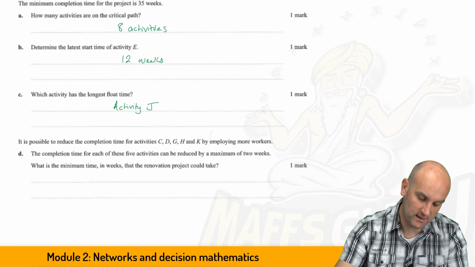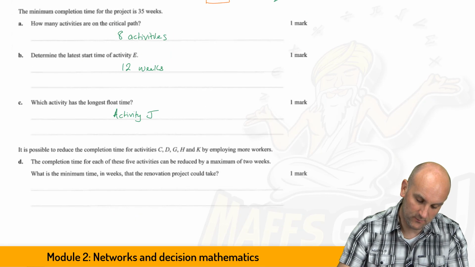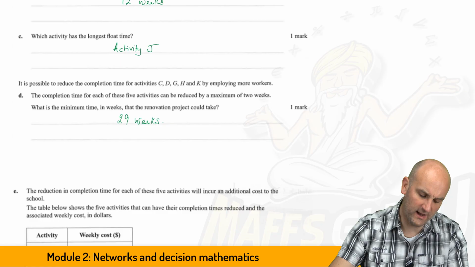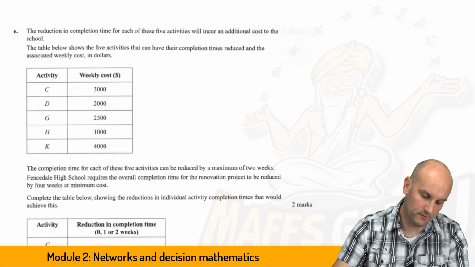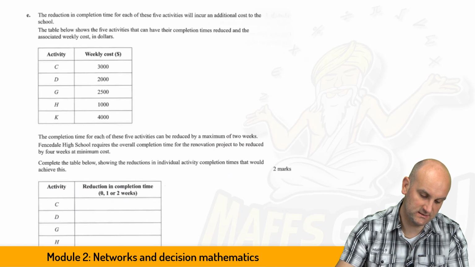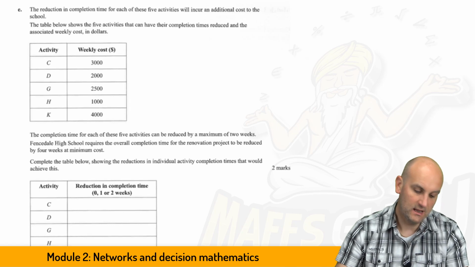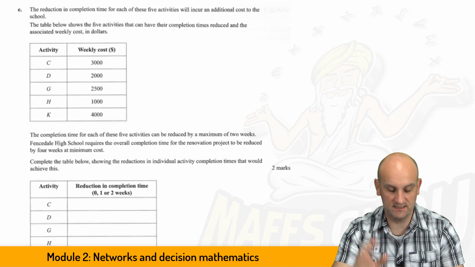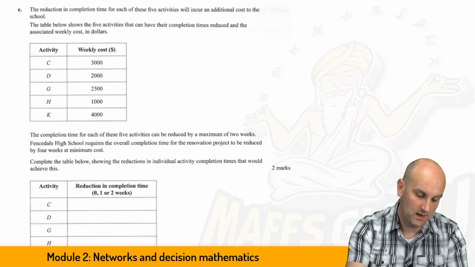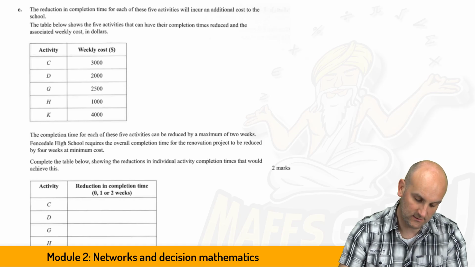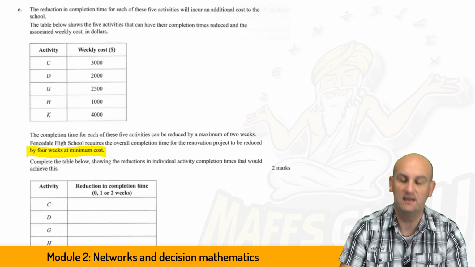All right, so the completion time, what is the minimum time in weeks that the project could take? 29 weeks. And finally, the reduction in completion time for each of these 5 activities will incur an additional cost to the school. The table below shows the costings. Basically, it now wants to only reduce it by 4 weeks, at minimum cost.